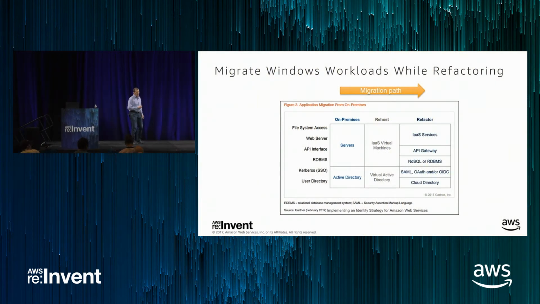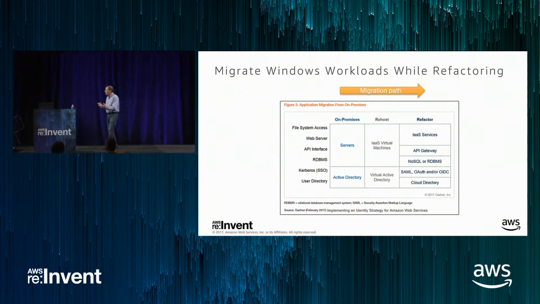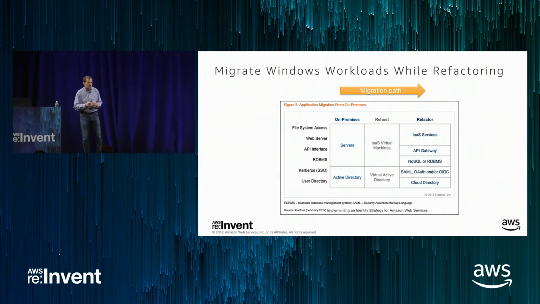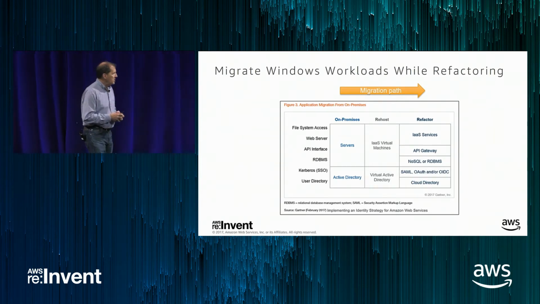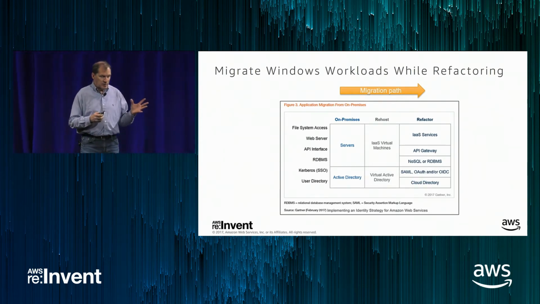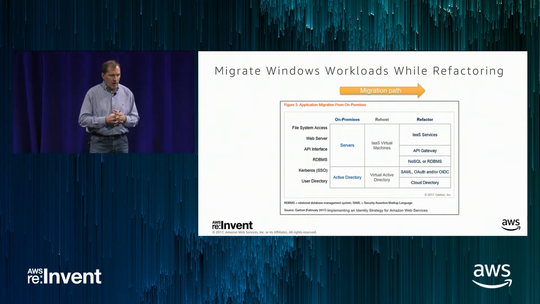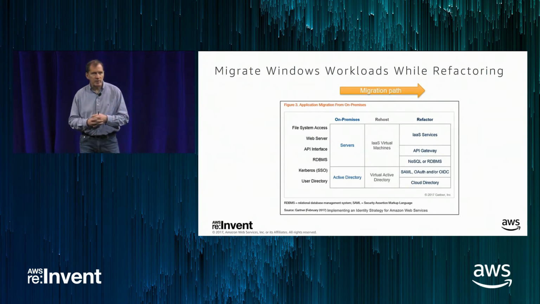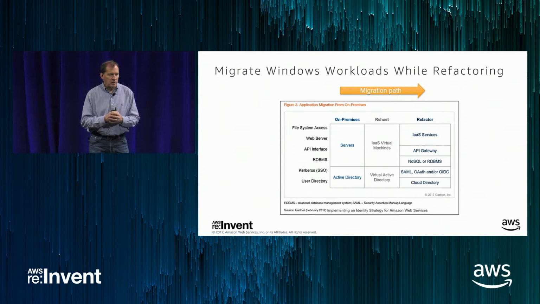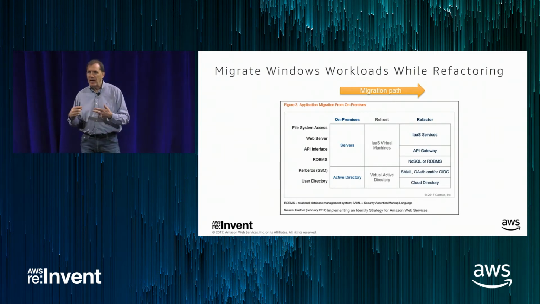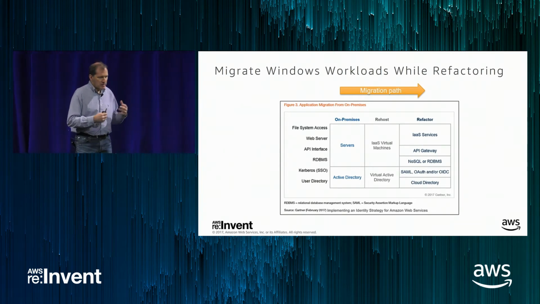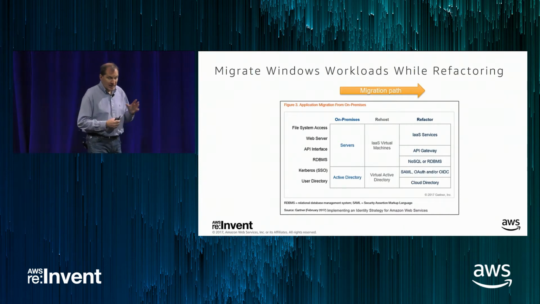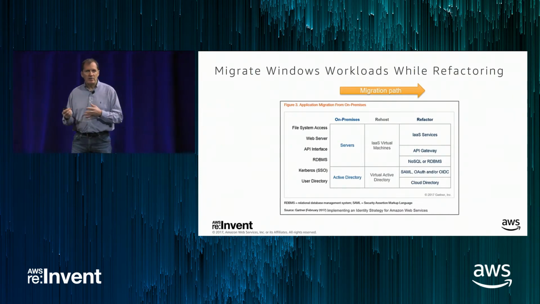I wanted to present this slide because I thought it presented an interesting point. This comes from a Gartner paper they did last February on implementing an identity strategy for Amazon Web Services. Basically what they were saying is that many people are refactoring applications to run natively in the cloud. So they're using identity as a service, building things that are NoSQL or RDBMS, and doing things on a cloud directory.